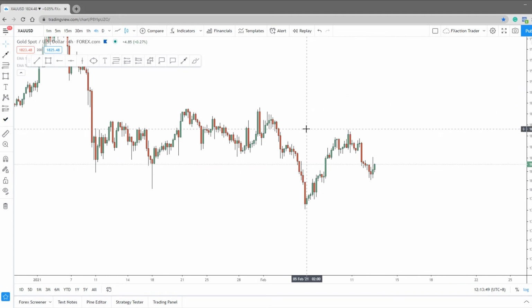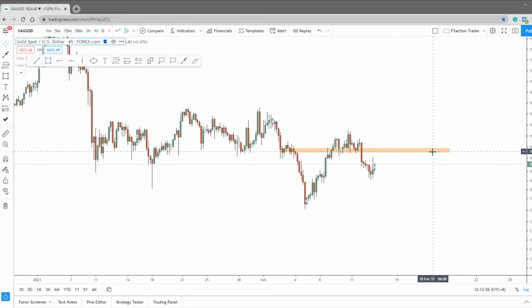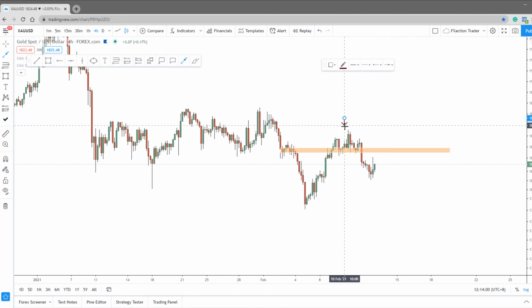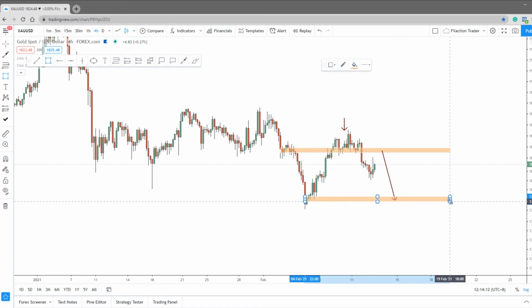So for the gold pair, we can see that the market has broken down the previous support level around 1834, and this is actually a head and shoulders pattern. All right, so this week we are still going to wait for the market to pull back to this zone and continue to short this pair, and the take profit area is going to be the previous low around 1790.